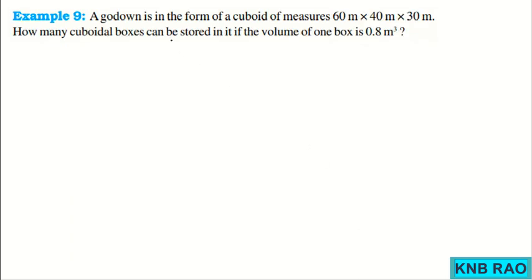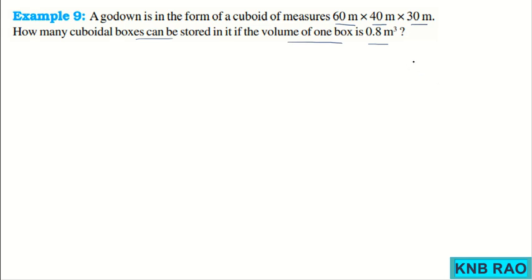A godown is in the form of a cuboid, measures 60 meter by 40 meter by 30 meter. How many cuboidal boxes can be stored in it if the volume of one box is 0.8 meter cube? See, you have forgotten one important concept.